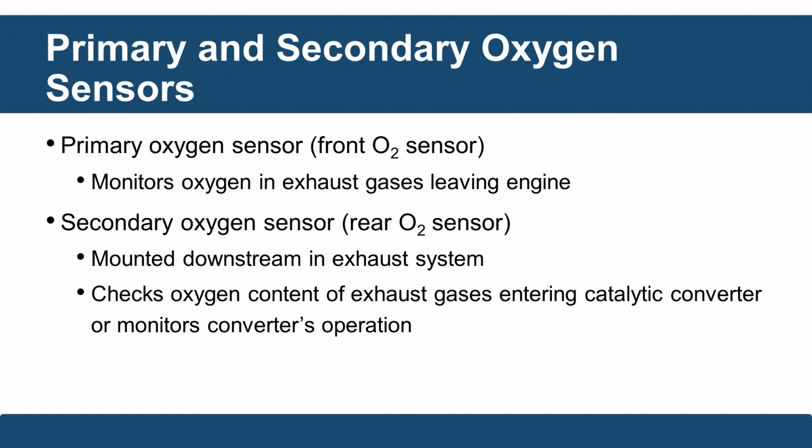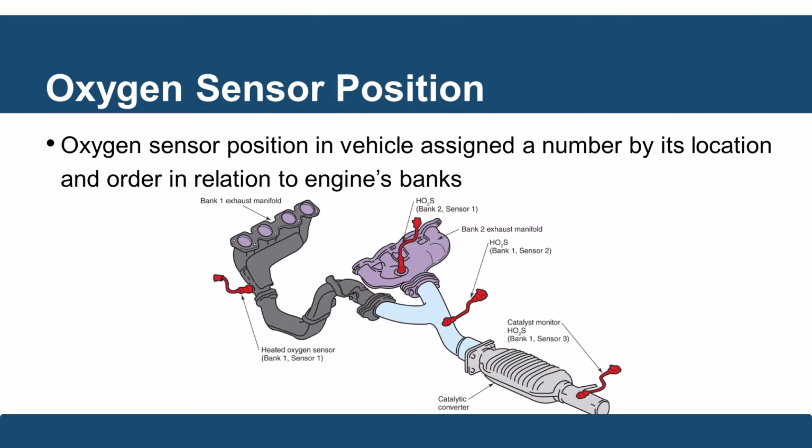The primary oxygen sensor, what's normally called the front O2 sensor, monitors oxygen in the exhaust gas that's actually coming out of the engine. The secondary oxygen sensor, the rear O2, what's called a post O2 sensor, is mounted downstream of the exhaust, primarily after the catalyst, and it checks oxygen content of the exhaust gases entering the catalytic converter or monitors converter operation. It's really controlling long-term fuel trim.